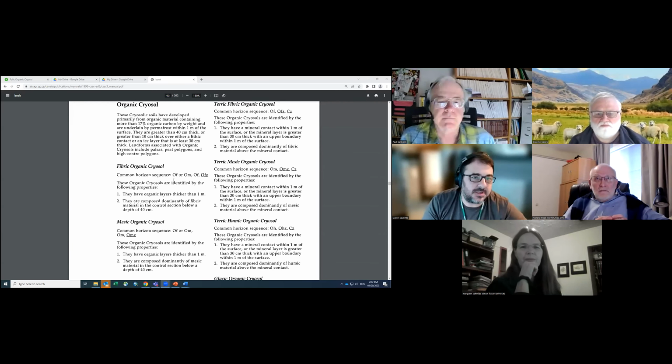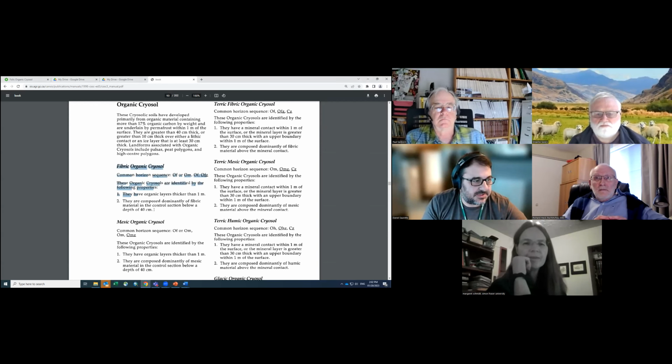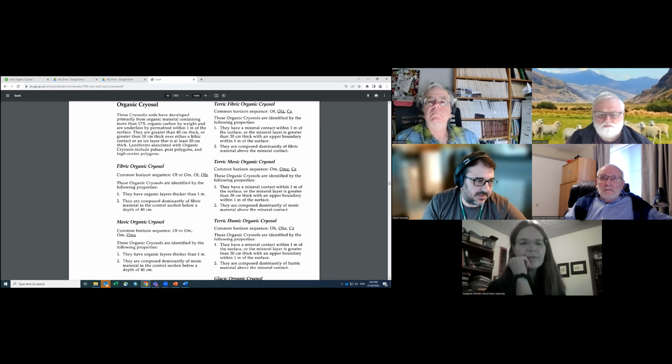So if you recall, there was that modification to the definition in the paper. I requested that change to be consistent with the description of some of the other organic cryosols. So you can see here a fibric organic cryosol. Organic cryosols are identified by the following properties. They have organic layers thicker than 1 meter. They are composed dominantly of fibric materials in the control section below a depth of 40 centimeters. And so that's why I had proposed the change for a folic organic cryosol. We retain the same definition as the other organic cryosols, but we specify that it's folic material.